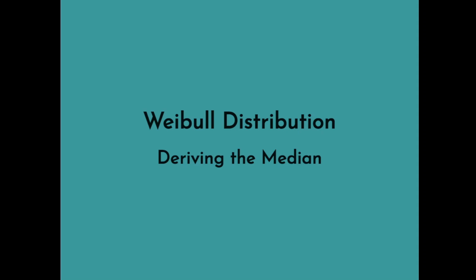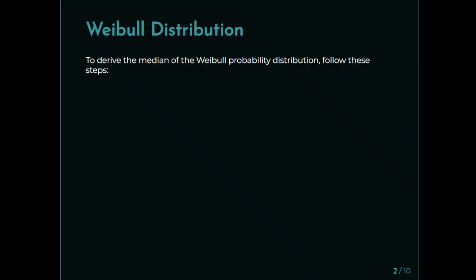Okay, in this presentation we are going to look at the Weibull distribution. Specifically, we're going to look at how to derive an expression for the median of the Weibull distribution. Now this one is straightforward enough, because we're going to follow a set of steps that corresponds very much to every similar exercise where we calculate the median for a different probability distribution.